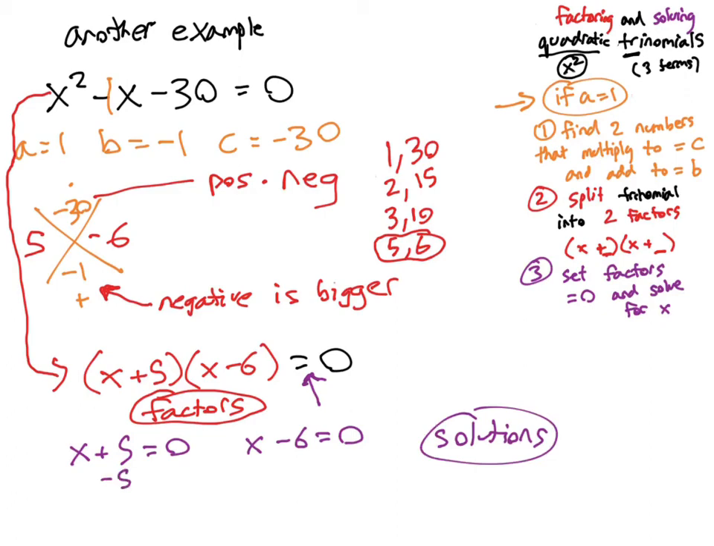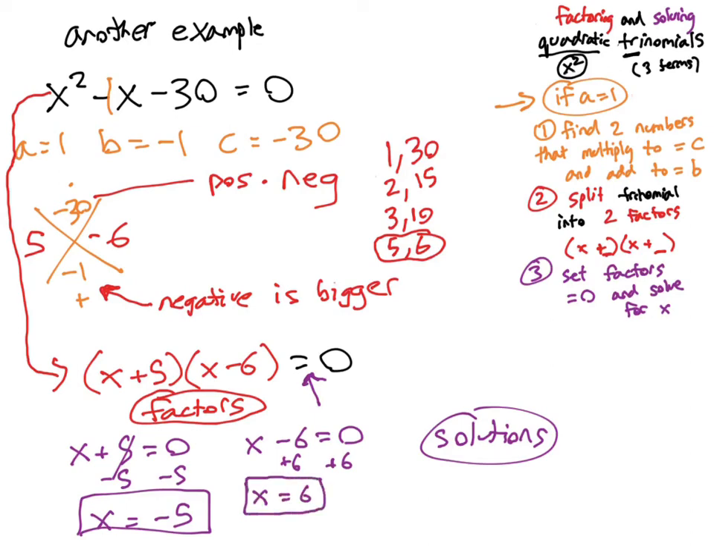If we subtract 5 from both sides of this equation on the left, we'll get x is equal to -5. And to solve this equation on the right, we can add 6 to both sides, and we'll get x is equal to +6. So when this method works, if we are able to solve that number puzzle and find those two factors, this is probably the fastest way to solve a quadratic trinomial.